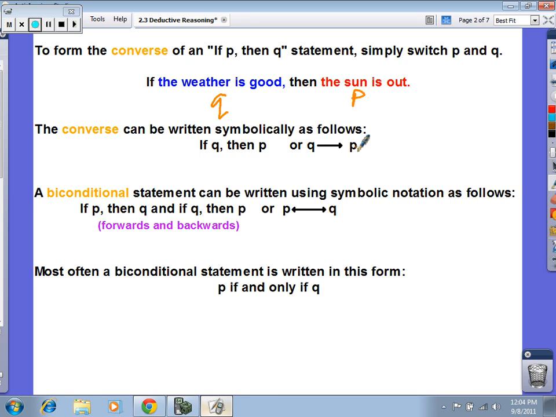Okay, biconditional. This is your if and only if. This is what we did yesterday. Biconditional statement. Remember how it's forwards and backwards? So we're going to do an arrow going both ways. So if P then Q, and if Q then P. So you kind of go forwards and backwards. So if it's got an arrow that goes both directions, that's a biconditional. But most of the time you're going to see it like this: P if and only if Q.